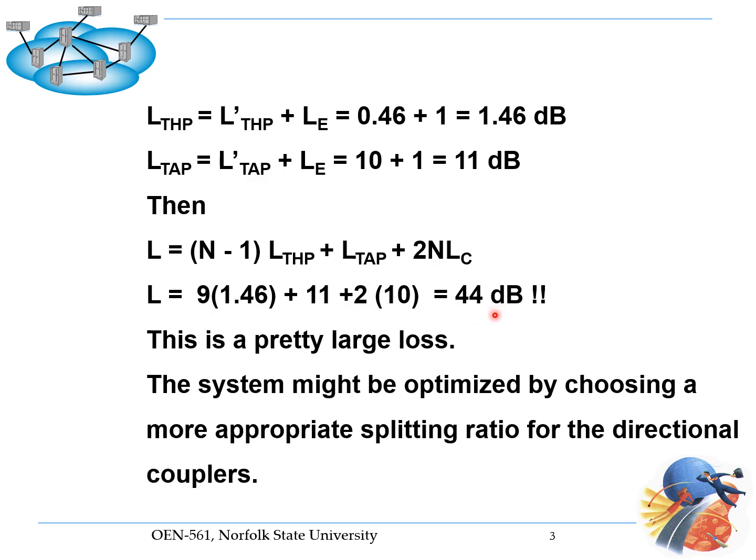44 dB. You see the difference? It is 30 dB difference. Without excess loss and connectors, in our example with ideal couplers on the previous slide, we had total loss 14 dB, and here we have 44 dB. So we have extra 30 dB, which is additional 1000 times signal attenuation. And this is a pretty large loss.